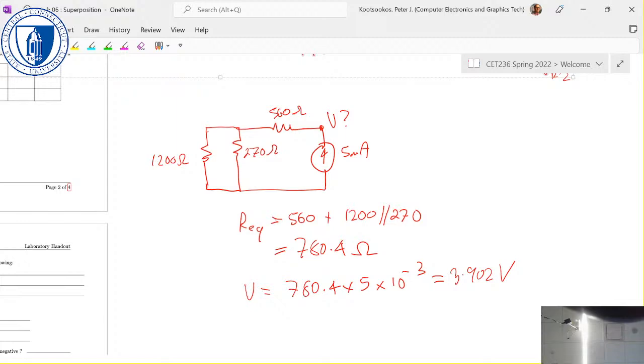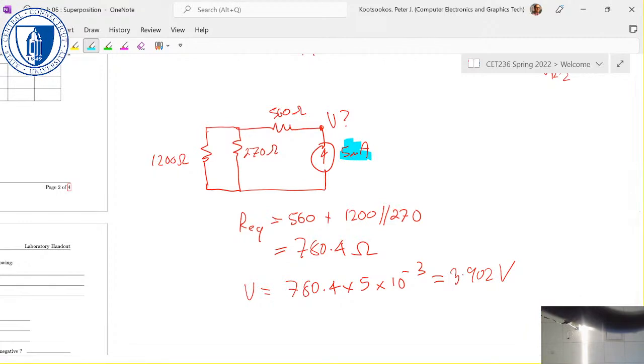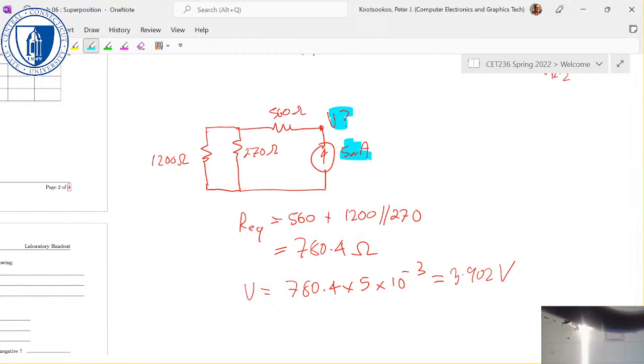So the question, as I said, is what do we do? We don't actually have a power supply that's a current source. So we need to figure out what voltage to apply there to get 5 milliamps through the 560 ohm resistor, right? And it's pretty straightforward. You just figure out what the equivalent resistance is. So it's 1200 in parallel with 270 in series with 560. I think it comes out to about 780 ohms. And then we just multiply the 780 ohms by the 5 milliamps, and we get 3.9 volts.